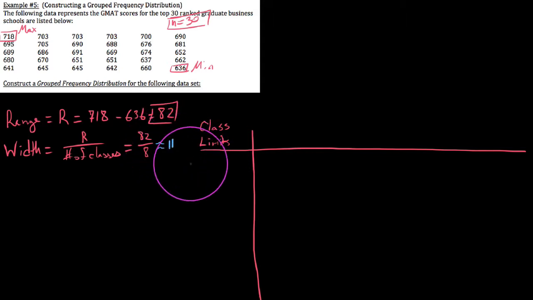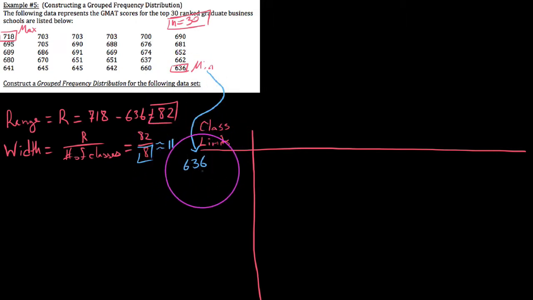We say this is approximately 11. So what this means is we're going to have 8 classes, and we are starting at the minimum. Now, the minimum, this is always true: you always start with the min. You may not always end with the max. That happened in our last example. That was kind of cool, but it's not going to happen here. So we say starting at 636.